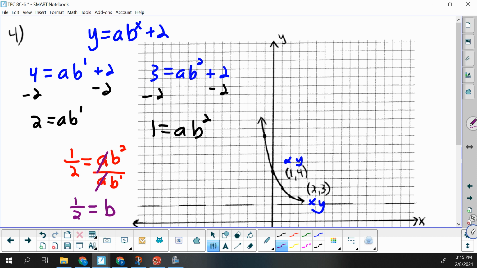Now, one tricky thing here is we do not have anything raised to the 0. So let's go with the raised to the 1. That might be easier. So I have 2 equals a times a half to the 1. Well, that's just 2 equals a times a half.